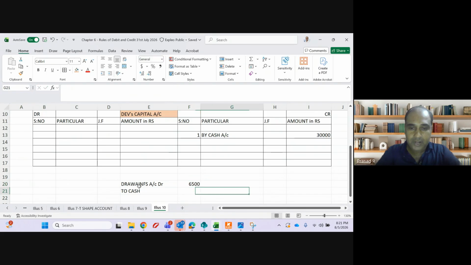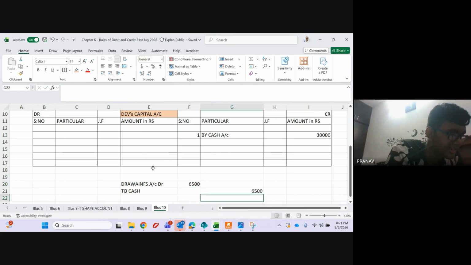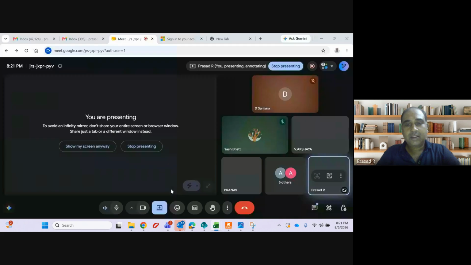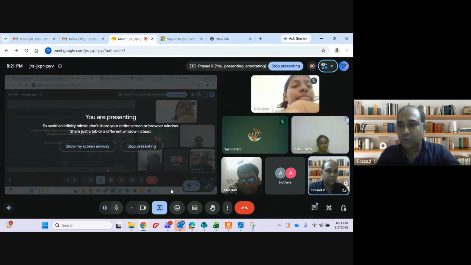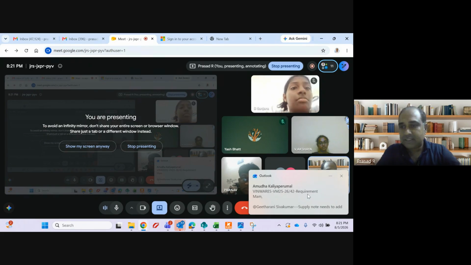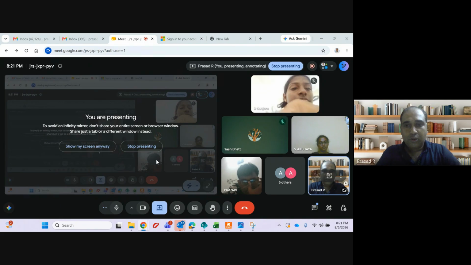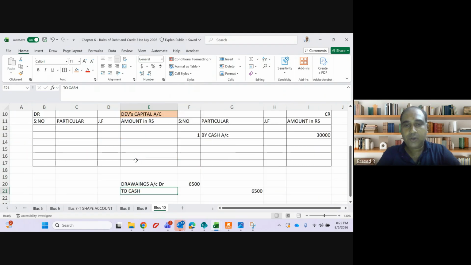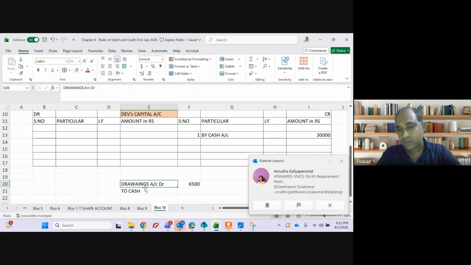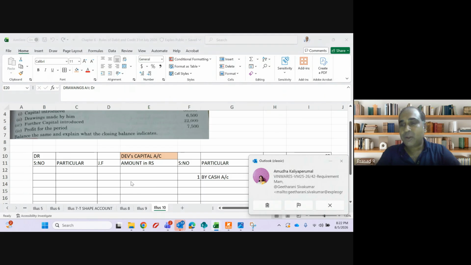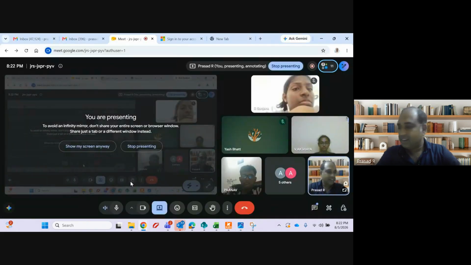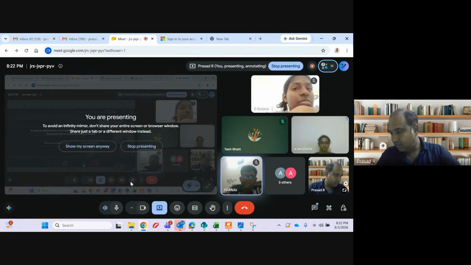6,500. Sir, but it will not come, sir. Why will it not come? Because capital is not there, sir. Drawings is also a reduction in capital. So what we will do? We will reduce the capital. I got your point. Since capital is not there, you have to read this as Dev's capital account, because drawings is nothing but a reduction in capital. Clear?